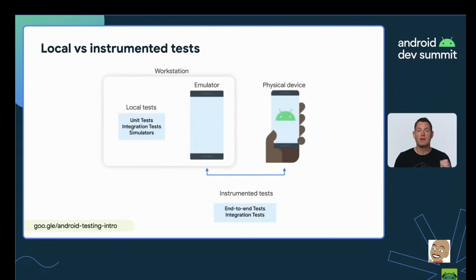Here we have a choice. We can either run the UI test directly on our host using a testing framework like Roboelectric. This is known as a local test and is saved in the same location as our previous test. Or we can run it on a device or emulator running Android, known as an instrumented test. Local tests generally run faster but offer less fidelity than instrumented tests.